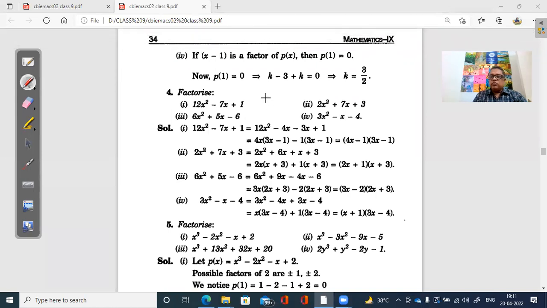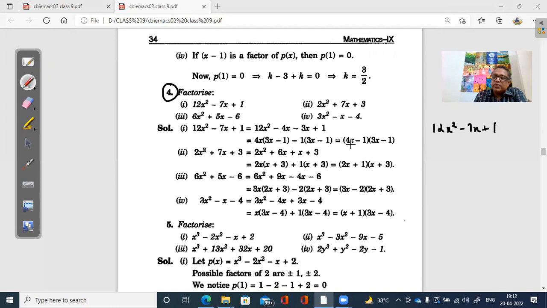So I'm going to explain to you factorization by splitting the middle term. This is question number 4 of exercise 2.4. The question is: 12x square minus 7x plus 1.